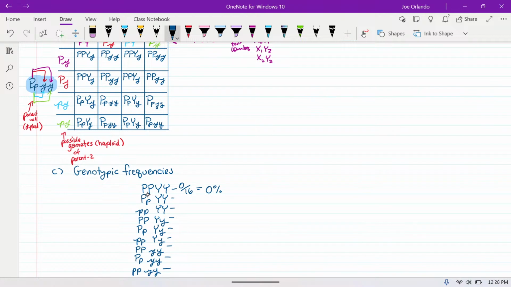What about heterozygous for flower color but dominant for that? No. So 0 of 16, which is what percent? 0. Okay, so far so easy. What about this here? Nope. The reason all those have to be 0 is because we have no way to have a homozygous dominant for flower color. Do we see why?